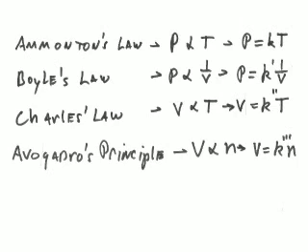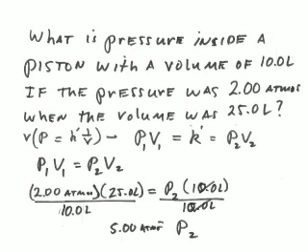And so we can use these simple equations to answer questions about gases. For example, what is the pressure inside a gas piston with a volume of 10 liters if the pressure inside the piston was 2 atmospheres when the volume was 25 liters? Well, it's a pressure and volume problem. That makes it a Boyle's law problem. And Boyle's law says the pressure is equal to a constant times 1 over volume.